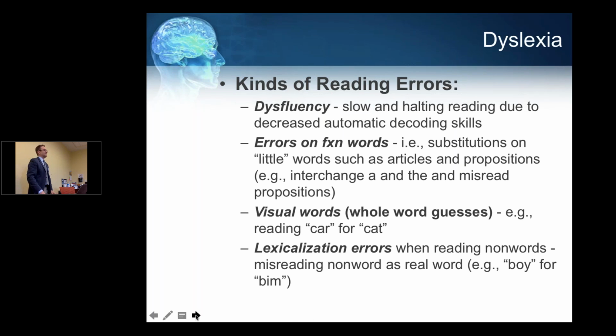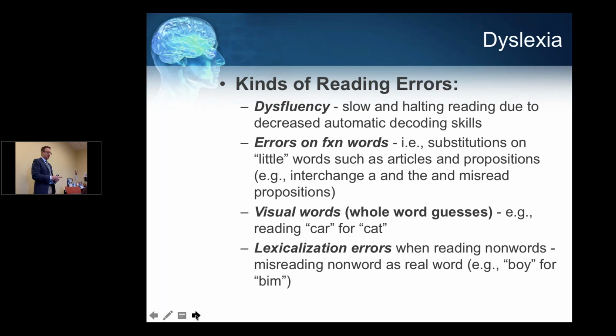So what are some kinds of reading errors? Disfluency, slow, halting reading, right? It's very broken. It could be after each word, it could be in the middle of a word, it could be based on sounds. Errors in function words, or substitutions on little words, like articles and prepositions, so interchanging an A and the. Misreading things, that kind of stuff.